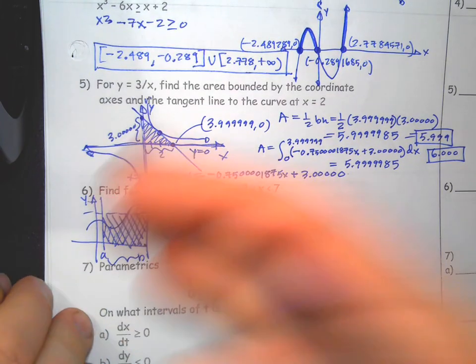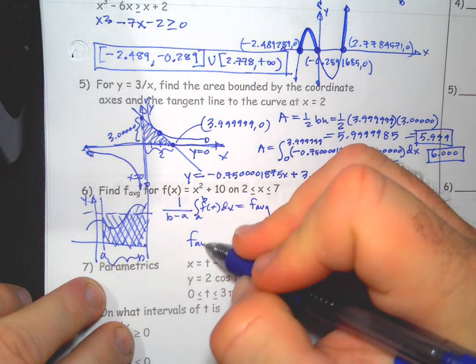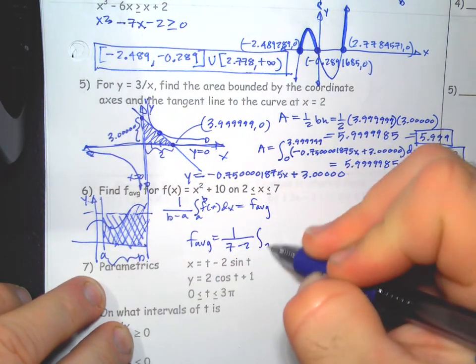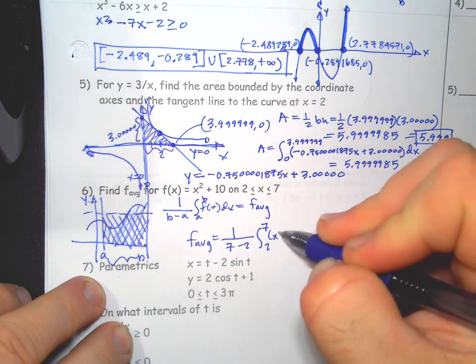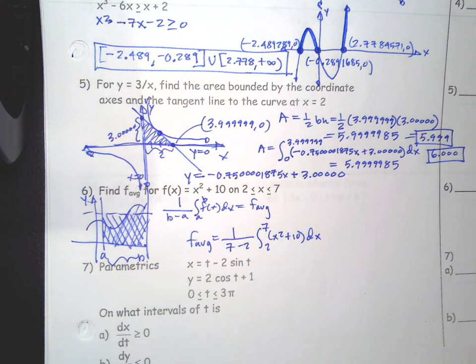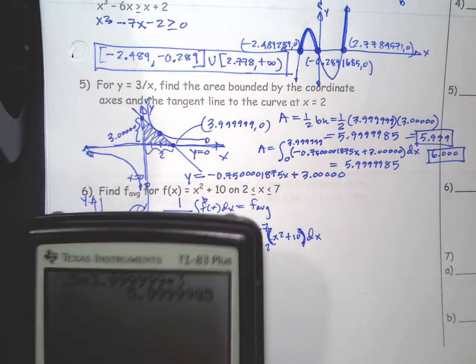It's just a quick, simple idea that kind of makes sense. So for us, F average, you gotta show this up, is 1 over 7 minus 2 integral from 2 to 7 of x squared plus 10 dx. That's the setup. You don't put the parentheses, taking off points. Don't put the dx, taking off points.